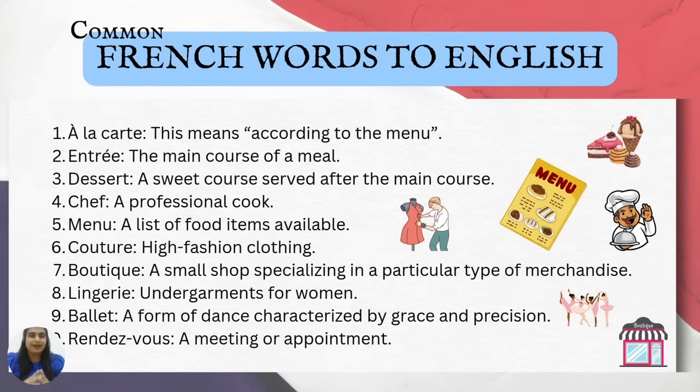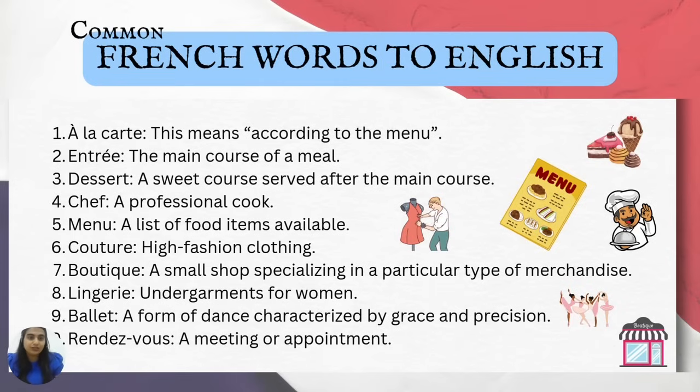Alright, so here we have à la carte. This means according to the menu. We also have entrée, which is the main course of a meal. We have dessert, a sweet course served after the main course. Chef, obviously a professional cook. Menu, a list of food items available. Couture, high fashion clothing. Boutique, a small shop that specializes in a particular type of merchandise.